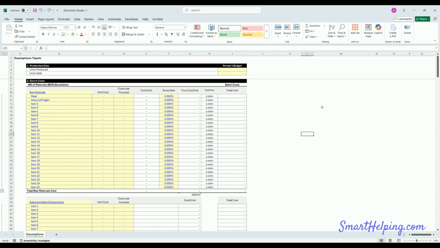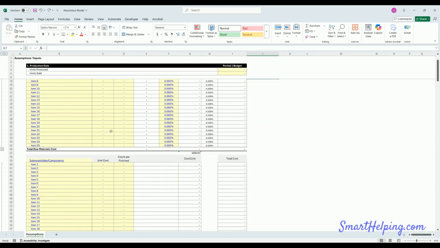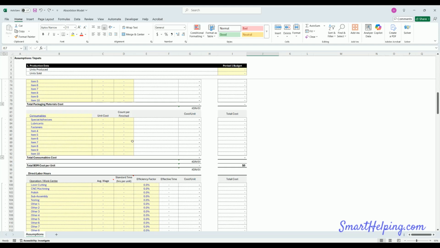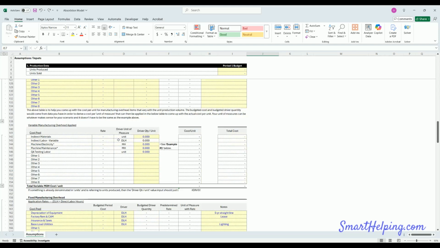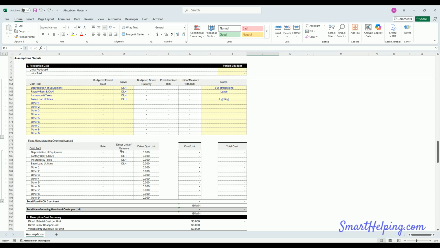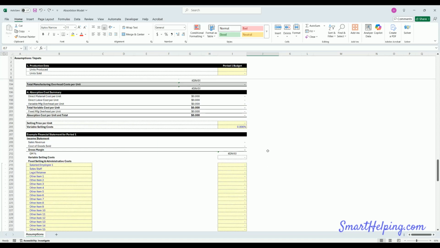And we're going to do it for one period, and the main goal of this is to figure out the cost per unit. It's quite detailed to fit as many situations as possible. And once we fill in all our data, which I'll do with you right here in the video, we've got an absorption cost summary, which will be by unit and in total. And we've also got an example of a financial statement assuming some selling price.